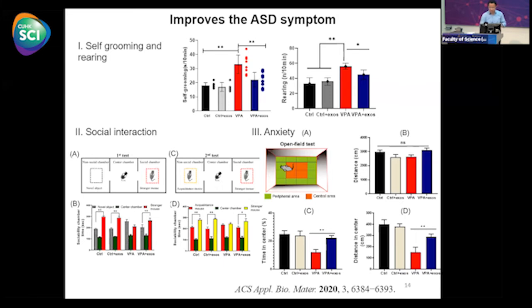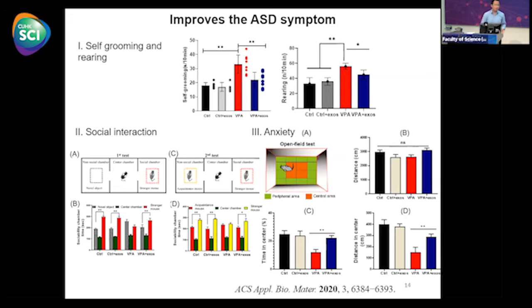Okay, the last thing is anxiety. If you put the mouse in the open field, the mouse will tend to stay on the side because they have anxiety. They spend less time in the center. That's a signal of autism. So with exosome treatment, the mouse will be more brave and stand in the center, things like that.